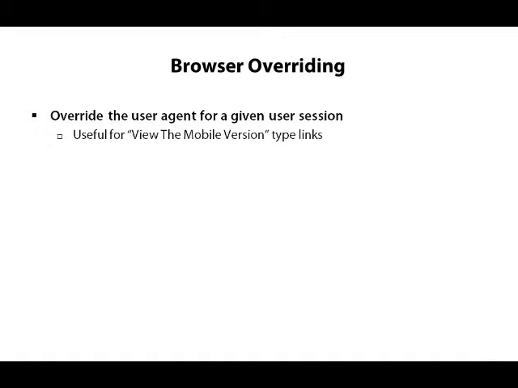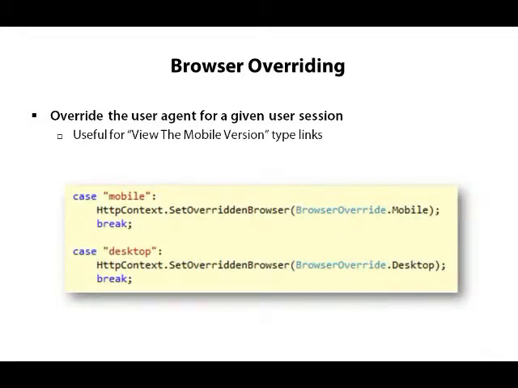Another feature added to ASP.NET MVC 4 is the feature that allows you to override the user agent string that the runtime will use when figuring out what display mode to select. This is done through a number of extension methods for the HTTP context object, and you can set or clear a user agent string for a given user session.